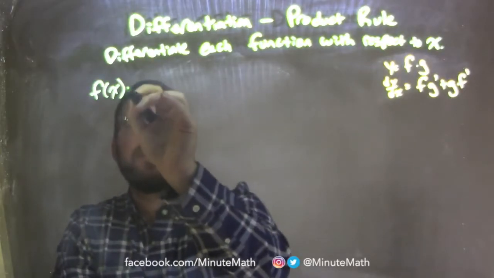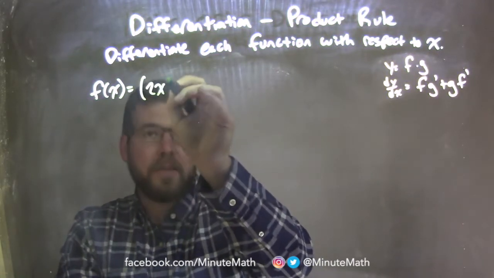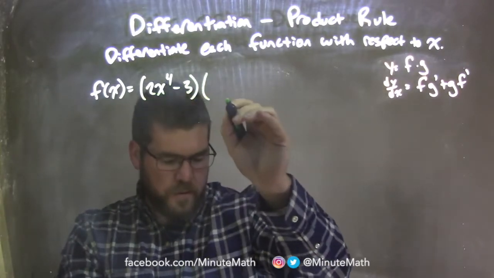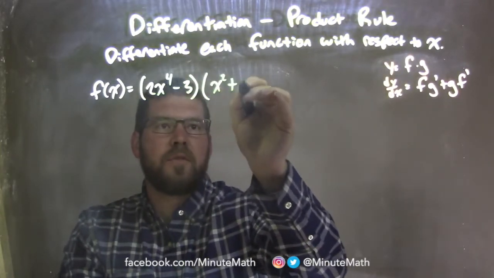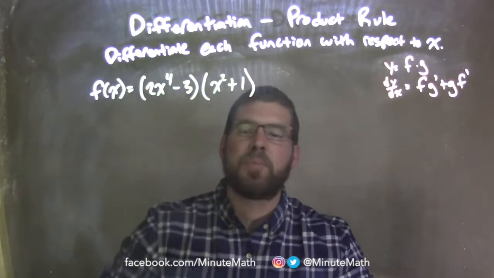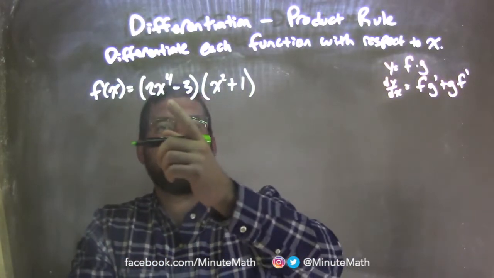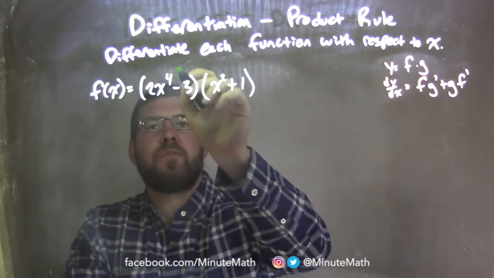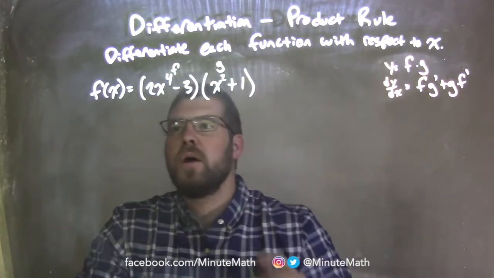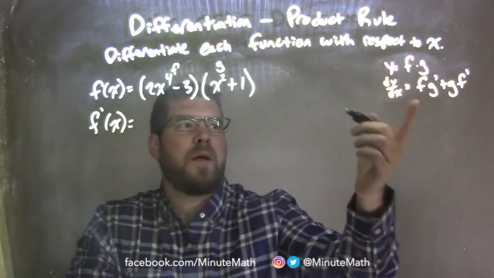F of x is equal to, parentheses, 2x to the fourth minus 3, new parenthesis, x squared plus 1. Well, to apply the product rule, we have two functions that we're multiplying together, okay? Our two functions here, we can label as f and g. So I'm going to label this one f, and this one my g, my second one, okay? So when I take the derivative, f prime of x of that, okay, I'm going to apply the product rule.